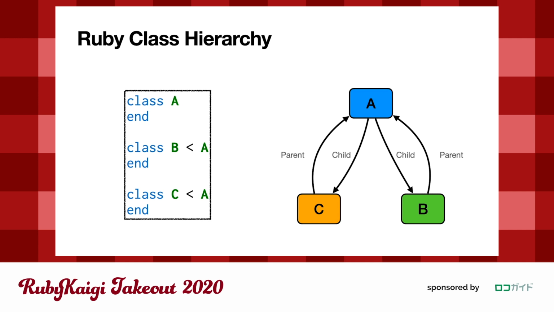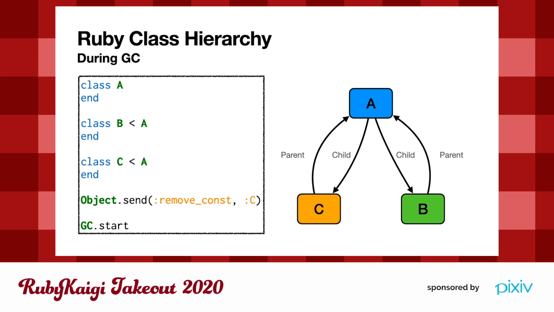Here we have 3 classes, A, B, and C. Internally, Ruby tracks the class parents and class children like this. The child has a reference to the parent, and the parent has references to the children. If class C is deleted, then when the GC frees class C, C's references must be removed from A. Then C can be freed.